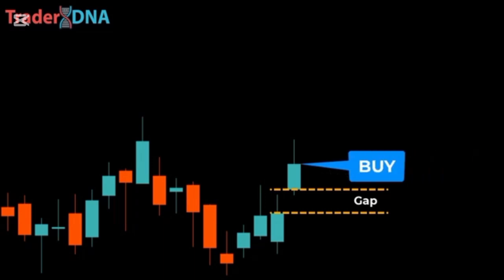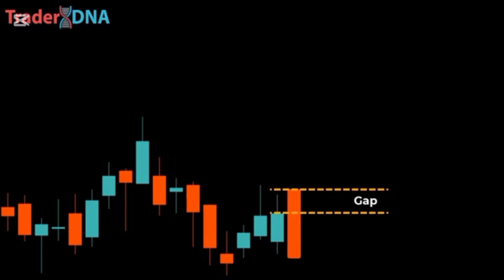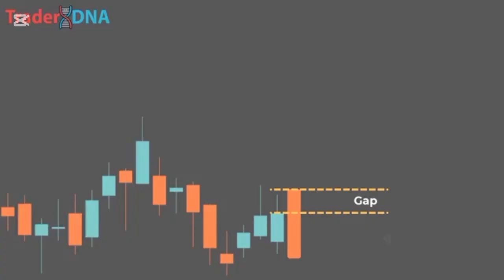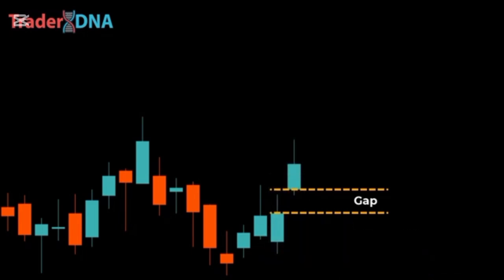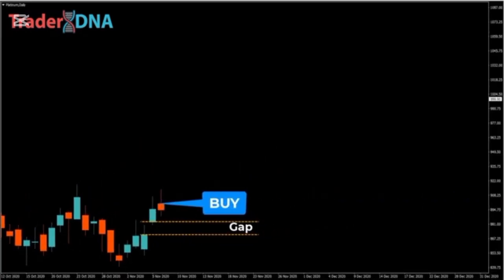But hold on, what if the price reverses and prints a bearish candle that engulfs the previous one? That's a completely different scenario. In this case, you're looking at a strong bearish engulfing pattern, signaling a potential market reversal. If that happens, you should be looking for a sell entry instead. Now, in this particular case, the price keeps moving up, forming a strong bullish candle. That confirms the market's intention to continue the uptrend. So what's next? You enter a buy trade at the open of the next candle.